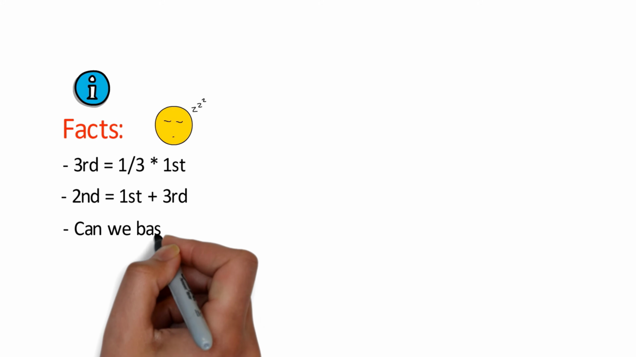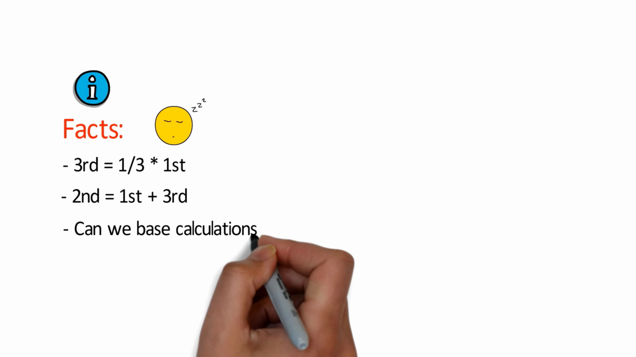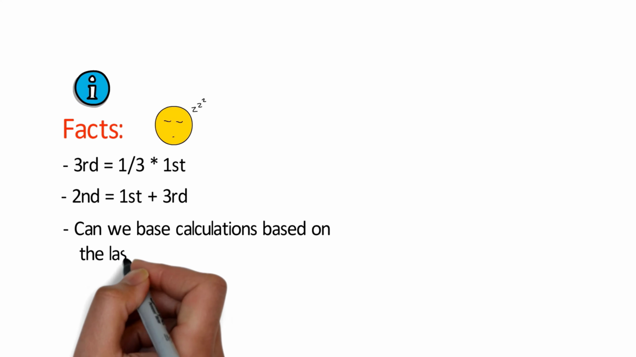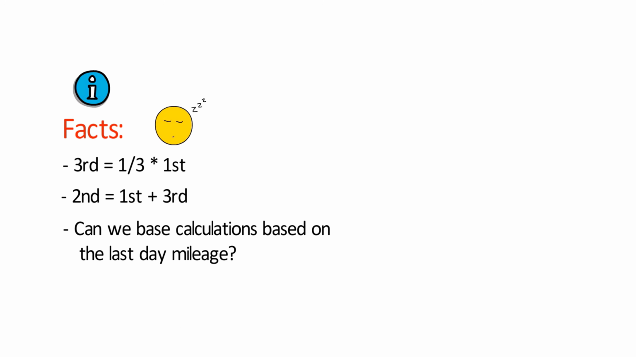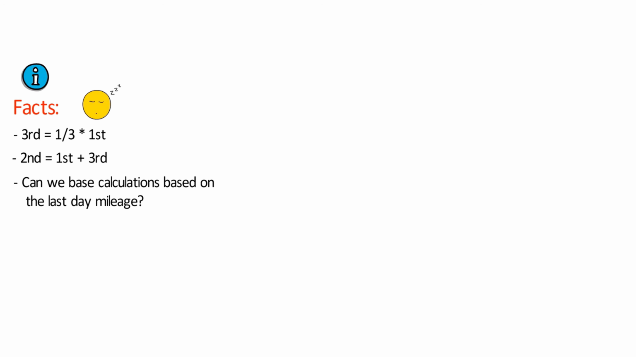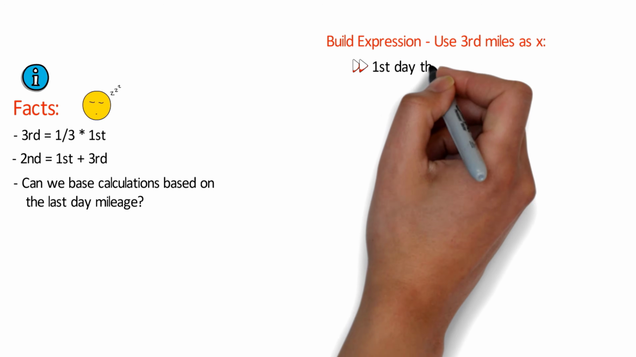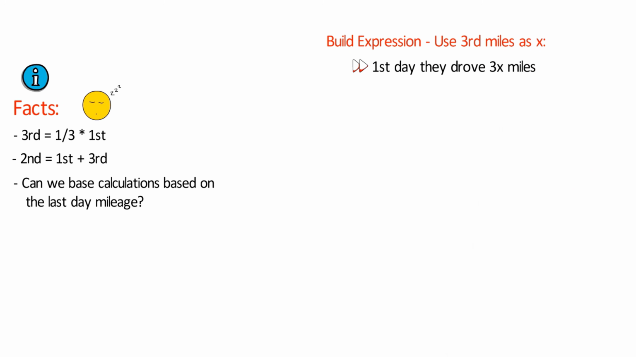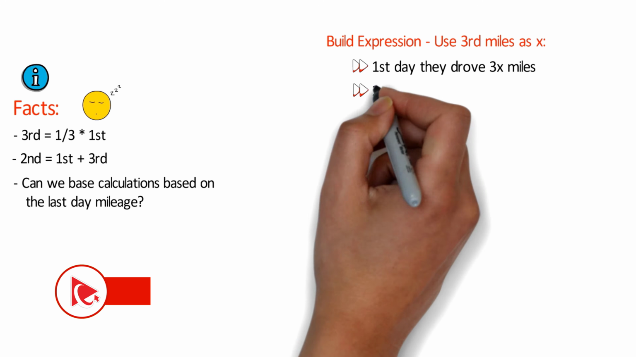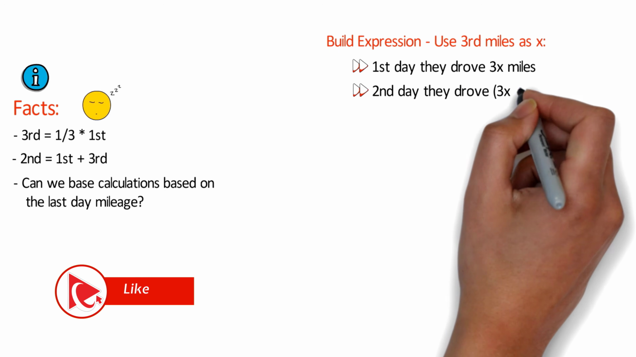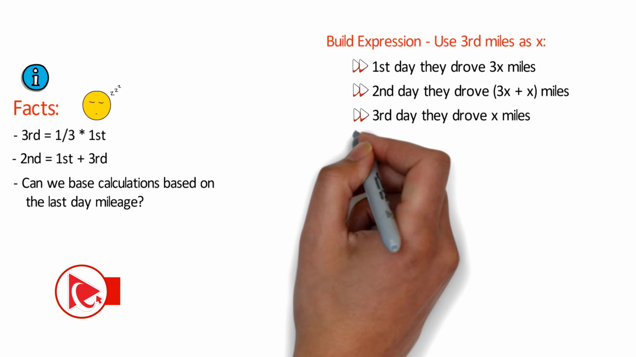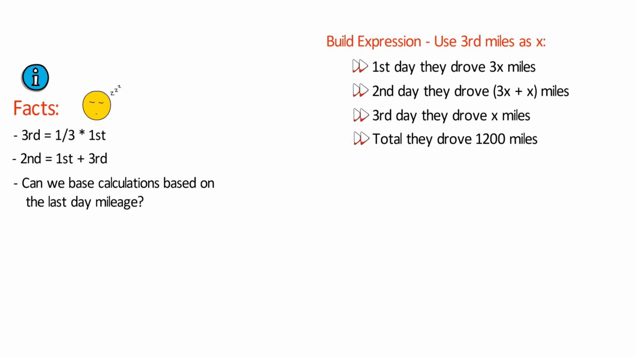So what's interesting here, can we base our calculations off of the last day mileage? What I mean by that is, can we use the third day miles as x in the expression we're trying to build? Based on this information, on the first day, they drove 3x miles. On the second day, they drove 3x plus x miles. In total, they drove 1,200 miles.